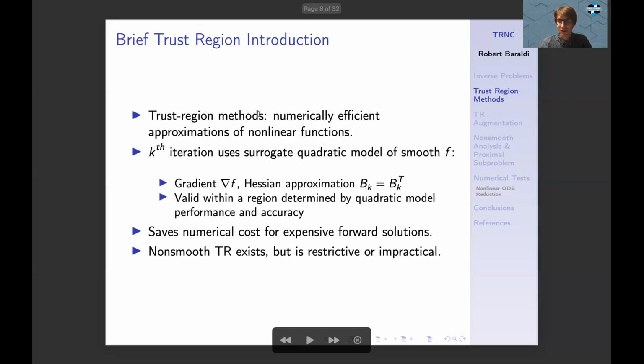A brief trust region introduction: they're numerically efficient approximations for usually highly nonlinear functions. At each kth iteration, you use a surrogate quadratic model of your smooth F, usually a second order Taylor expansion of F. So you need a gradient, and some kind of Hessian or Hessian approximation that's symmetric. This model is valid within a region determined by quadratic model performance and accuracy, so you compare how well your quadratic model does relative to your true smooth model F. This saves numerical costs for expensive forward simulations. Again, non-smooth trust region theory exists, but it's often impractical.